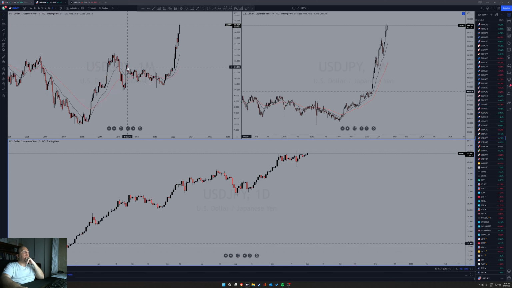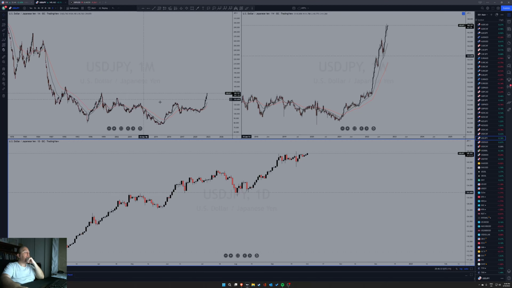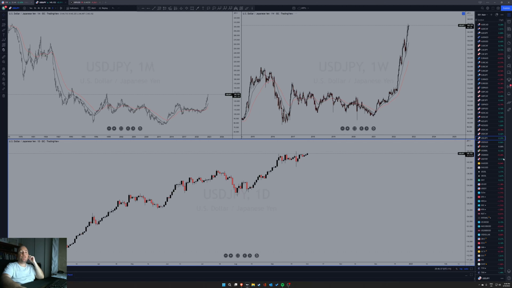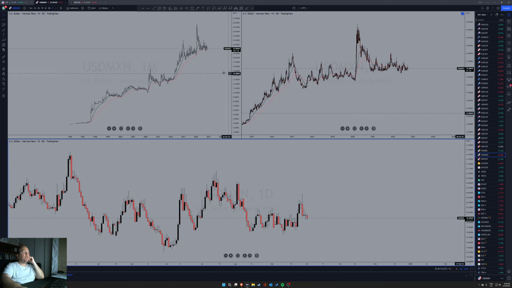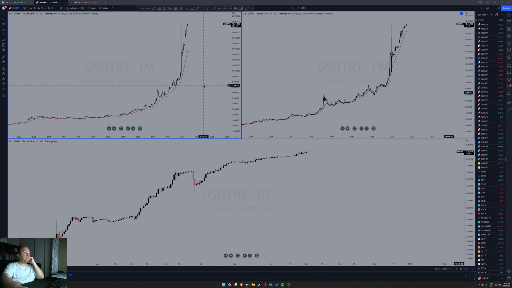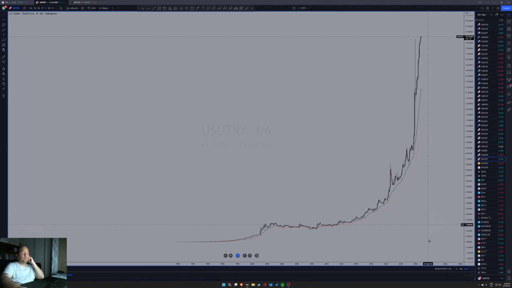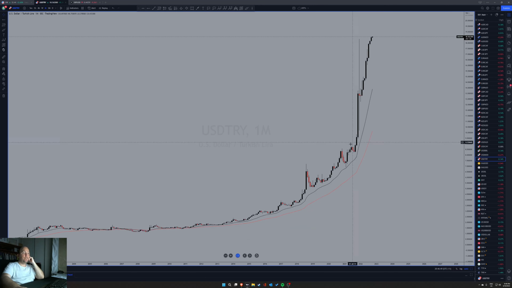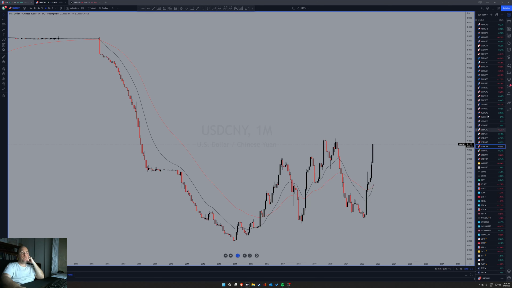US yen. Look at that too. 145. It's on a rampage. The dollar against the Mexican peso, Turkish lira. Look at that. It's crazy. Need a log chart. That's a massive move. 1850. The yuan.